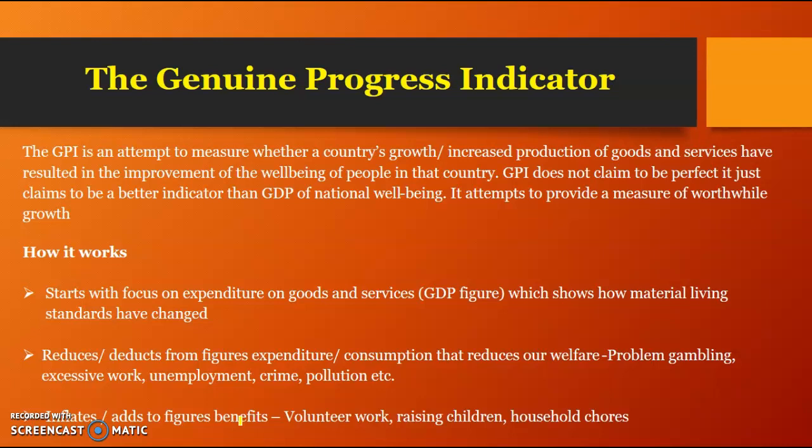So a dollar figure like GDP or consumption spending, and then it deducts figures which just reduce our welfare, like problem gambling, excessive work, crime, and then it adds things that have a positive impact on our living standards, like volunteer work, raising children, household chores.